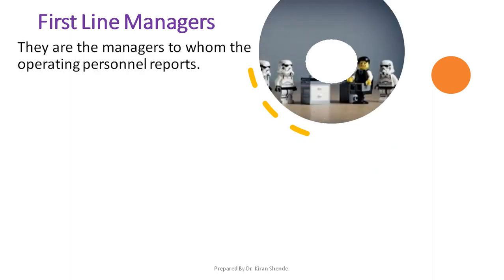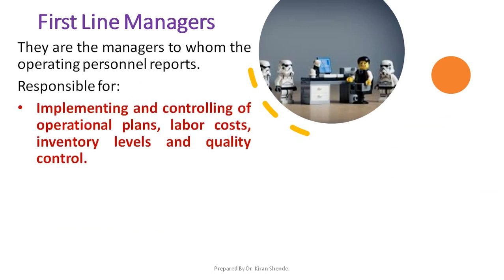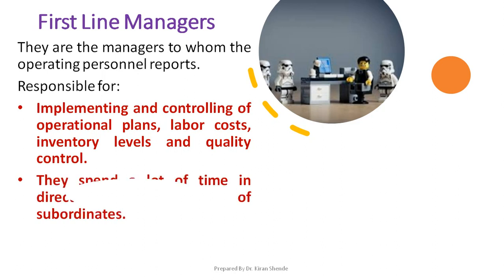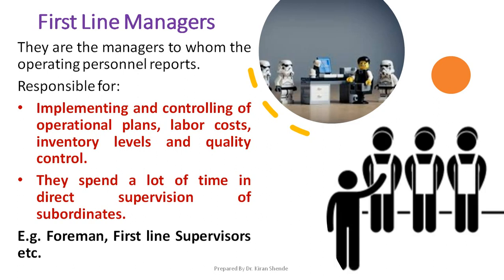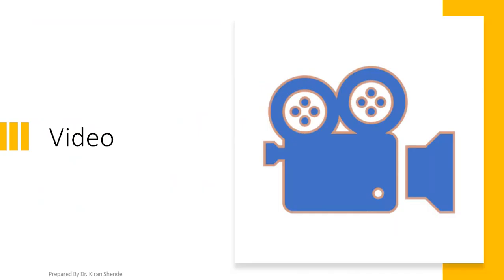Basically, they are the managers to whom the operational people report. Their prime responsibilities are implementing and controlling of operation plans, labor costs, inventory levels, and quality control. That is their prime responsibility. They do spend a lot of time in directing and supervising the subordinates. So basically, these guys are supervisors who are working on the shop floor and getting the things done from the managers. That is their prime responsibility.